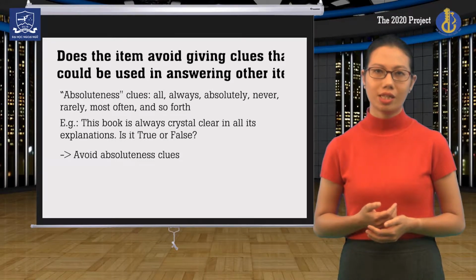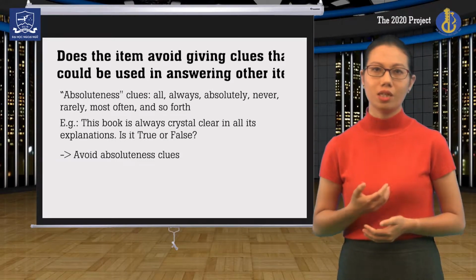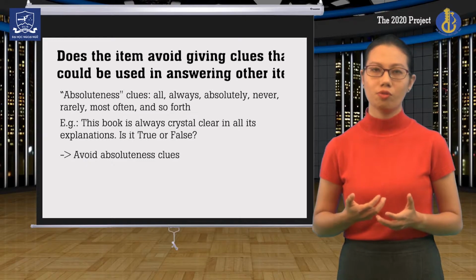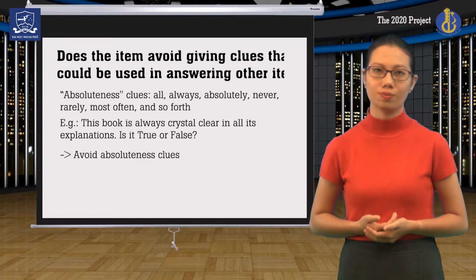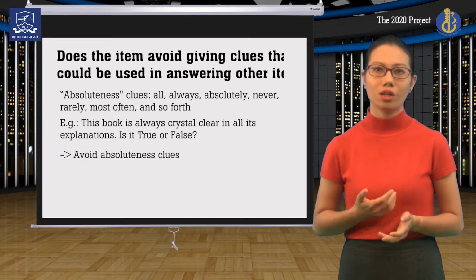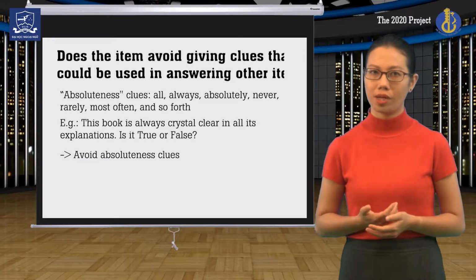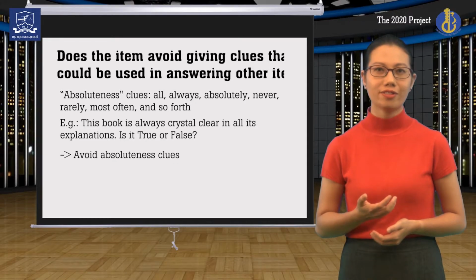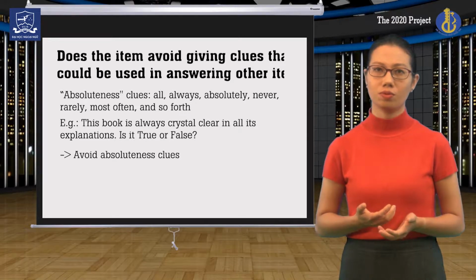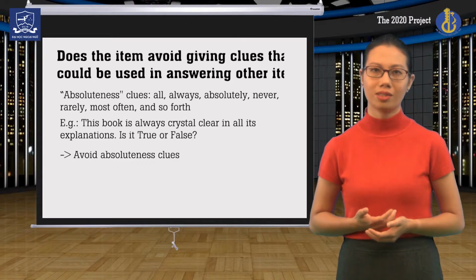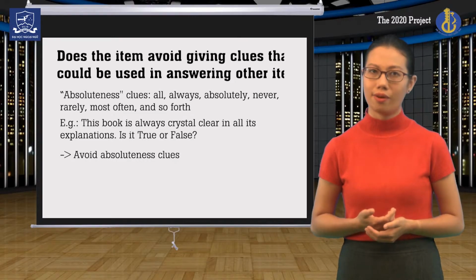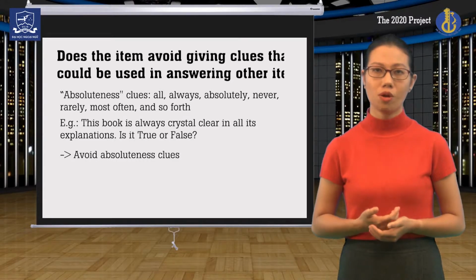Have absoluteness clues been avoided? Teachers should also avoid absoluteness clues. Absoluteness clues allow students to answer correctly without knowing the correct response. Absoluteness clues include terms like all, always, absolutely, never, rarely, most often, and so forth.